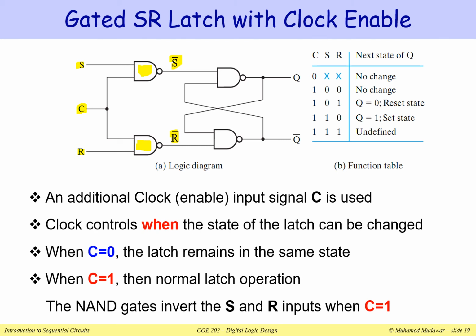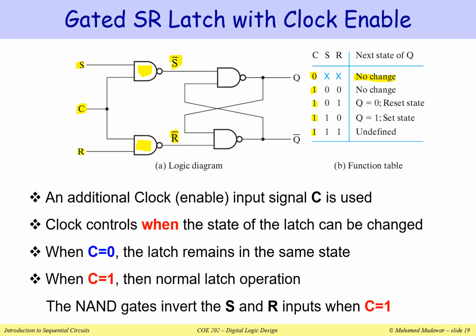However, when C is equal to 0, then the output of these two NAND gates will be 1 and 1 at the same time. And 1 and 1 means that there is no change in Q and Q bar. So therefore, we get this function table. If C is equal to 0, then S bar and R bar will be 1 and 1, and therefore there is no change in Q and Q bar. So therefore, we are disabling the latch. On the other hand, when C is equal to 1, we are enabling the latch.